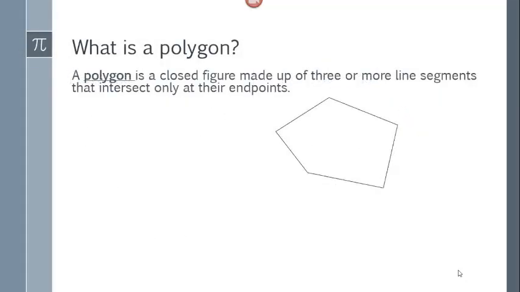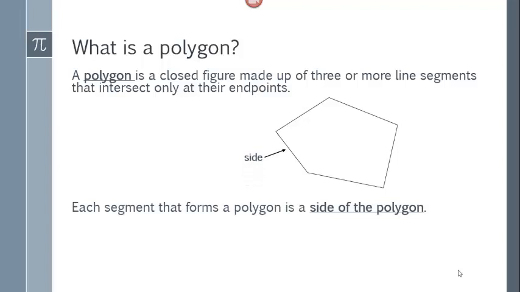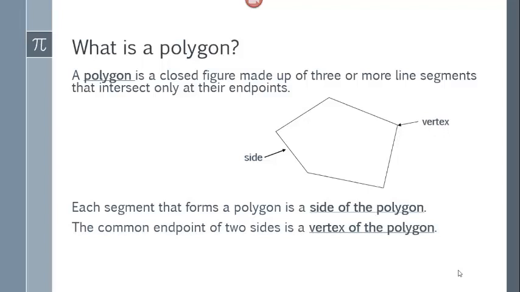Formally, a polygon is a closed figure made up of 3 or more line segments that intersect only at their endpoints. Let's take this pentagon here as an example. Each segment that forms a polygon is called a side of the polygon. This pentagon has 5 sides. The common endpoint of 2 sides is called a vertex. Plural would be vertices. So as many sides as the polygon has, they have that many vertices. So a pentagon would have 5 vertices.